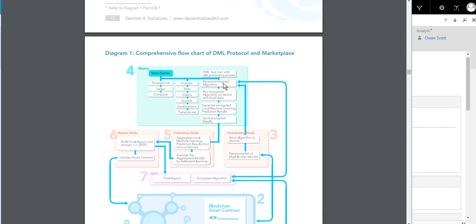It receives the encrypted algorithm. They're using IPFS for the actual storing of reports and algorithms, not for the data. Remember, the data doesn't leave the device. The encrypted algorithm is delivered here, and then it runs on the device with the local data, and then it generates the results, and the results are encrypted. Now, in their white paper, they talk about homomorphic encryption. Homomorphic encryption is encrypting in a way that makes it impossible to, number one, reverse engineer.